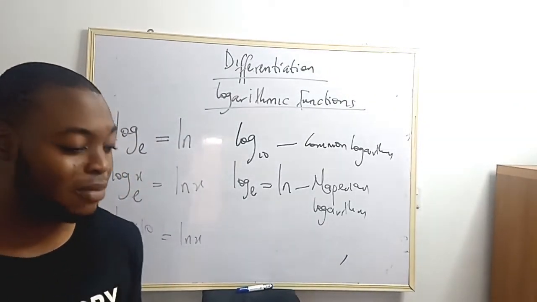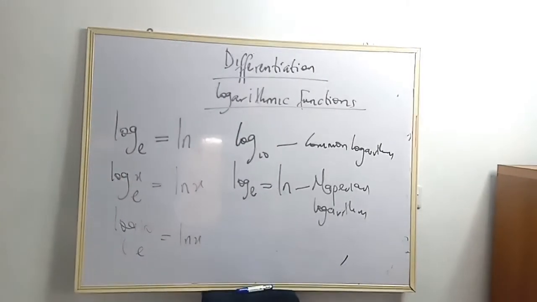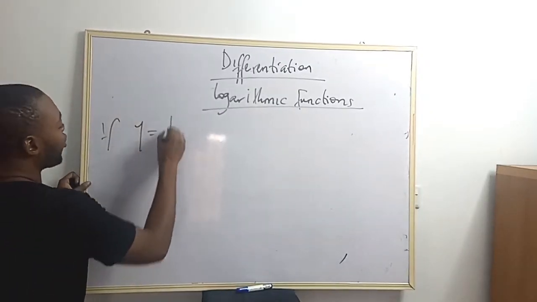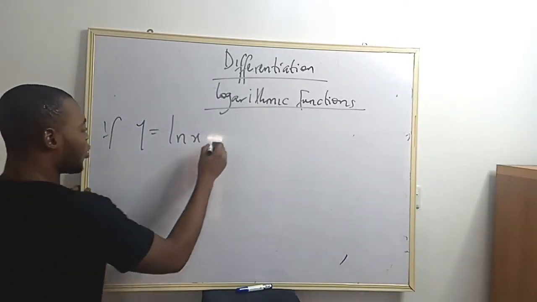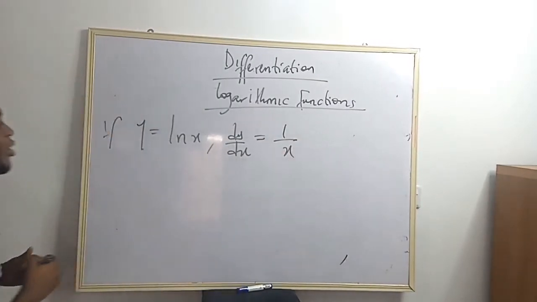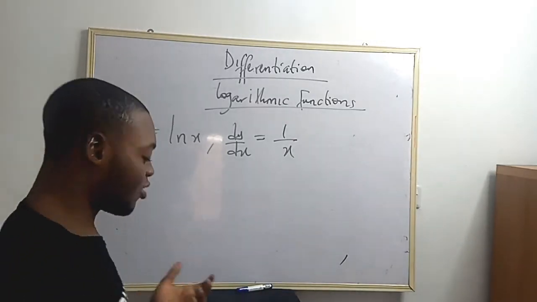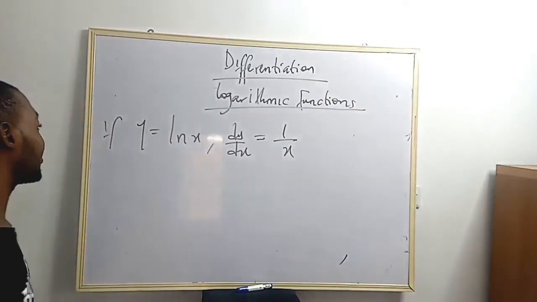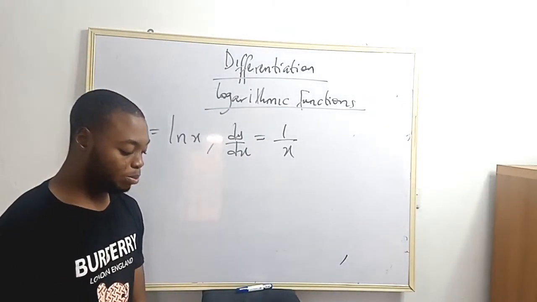The history of logarithm in mathematics is a very interesting history, so you can go on and read that. So if y equals ln x, log x as I would pronounce it, then the derivative dy/dx will be equal to 1 over x. If y equals ln x, dy/dx is equal to 1 over x. Just like in trigonometric functions, if y equals sine x, dy/dx equals cos x. So that's the derivative of log x.